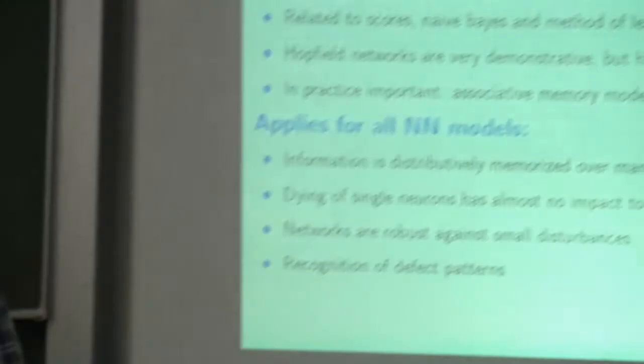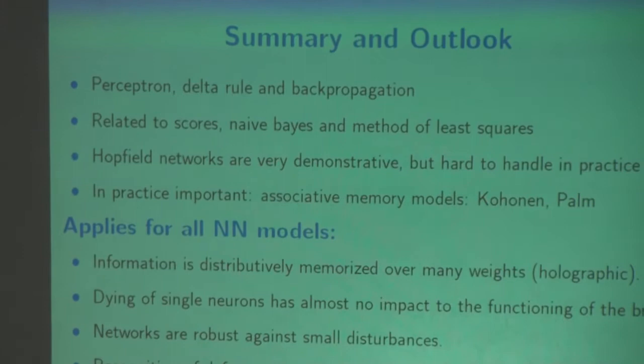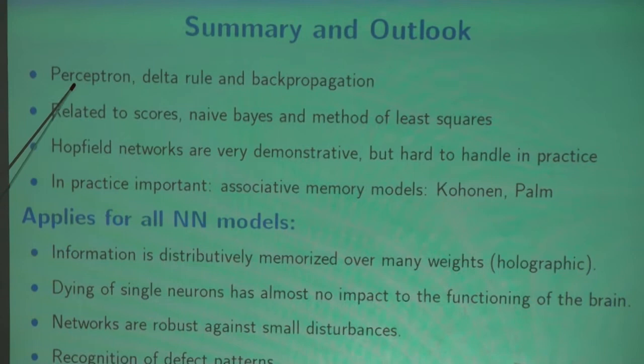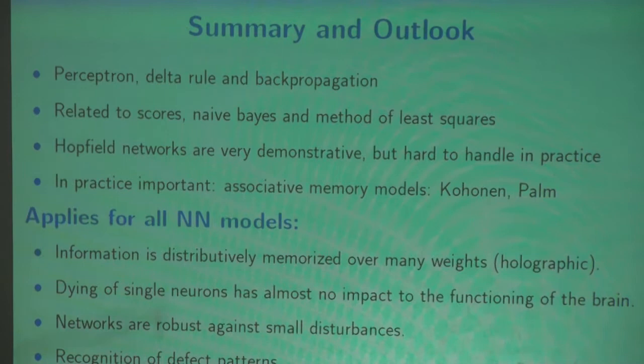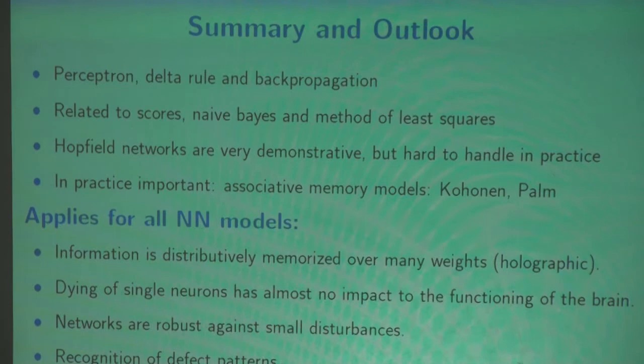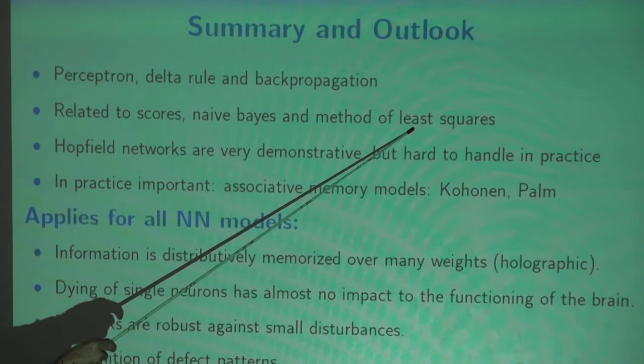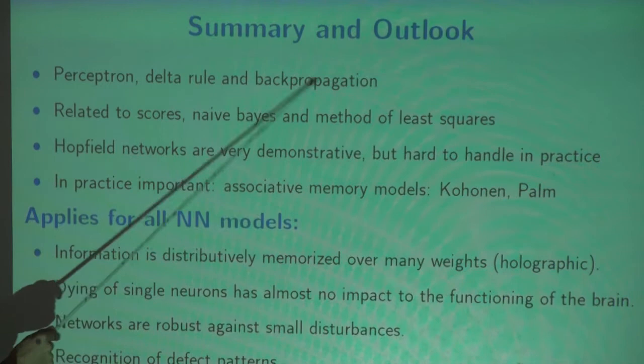Okay, yeah. So, summary. We started with the perceptron, then improved it with the delta rule. The delta rule came from the idea of doing gradient descent. And then we applied this to our nonlinear backpropagation network. What these neural networks do is related to linear score systems. Actually, linear score systems, as we showed, are equivalent to a perceptron. It can also be proven that linear scores are equivalent to the naive Bayes algorithm we have seen. And the method of least squares, which we will see in a few weeks in the math lecture, is actually what backpropagation uses.